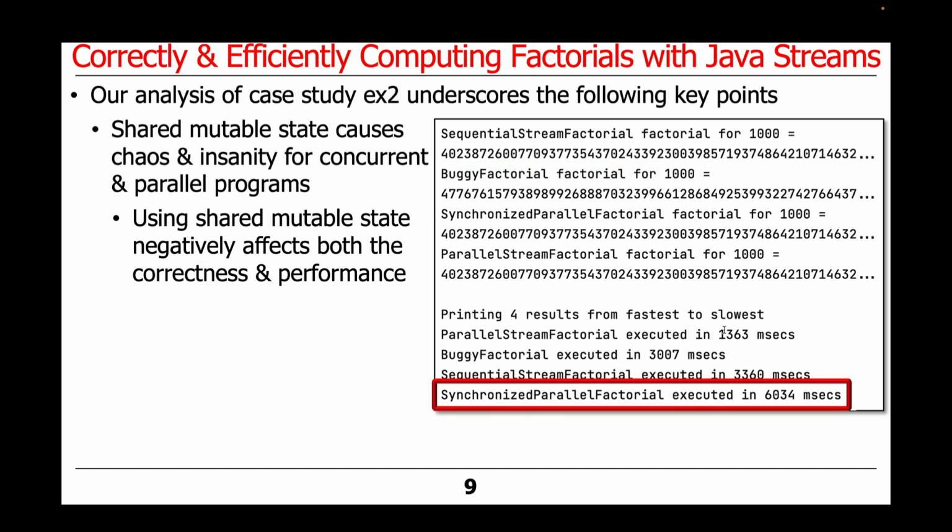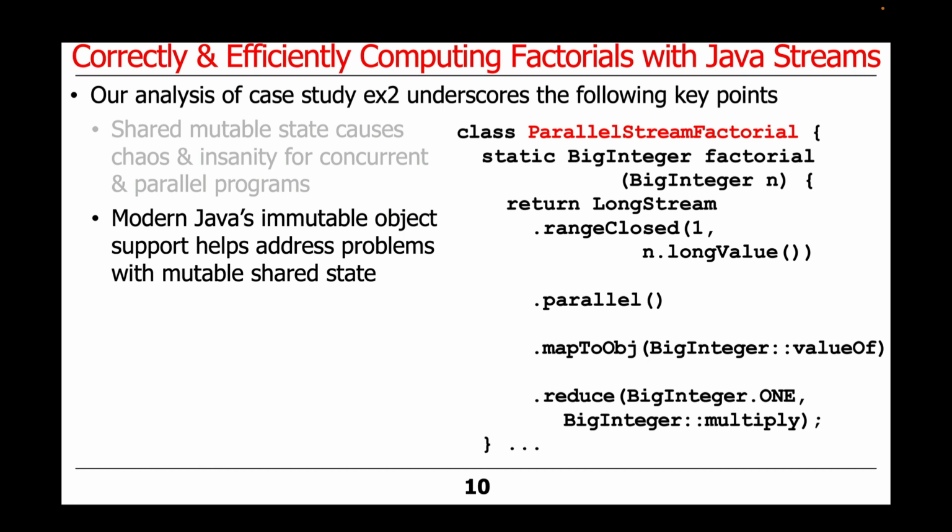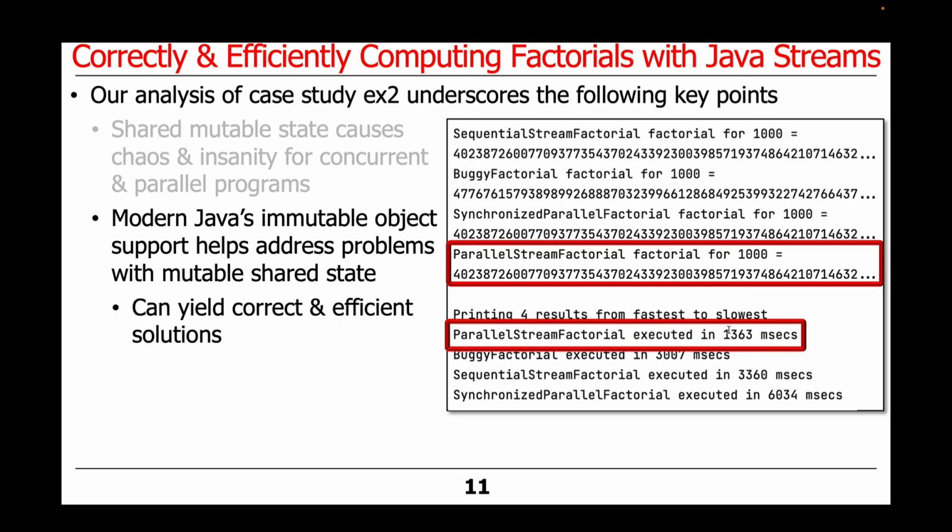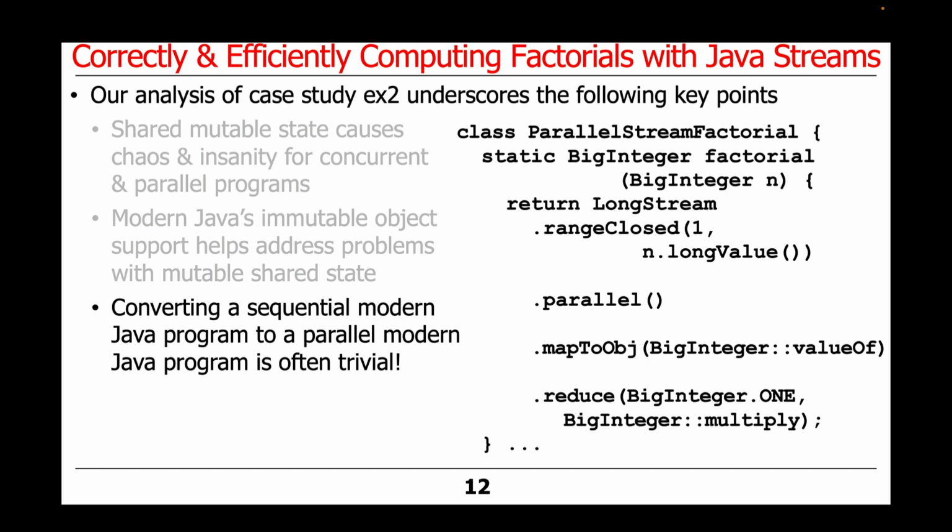Likewise, eliminating the race conditions in the buggy factorial algorithm by adding synchronized methods addressed the correctness issue. However, it also incurred significant performance overhead due to the excessive lock contention. Modern Java support for immutable objects helps to address problems with using mutable shared state in concurrent and parallel programs. In particular, the ParallelStreamFactorial algorithm implementation yielded both a correct and an efficient solution. It gave the right result to compute the factorial for 1000, and it also executed much more efficiently than the other algorithm implementations.